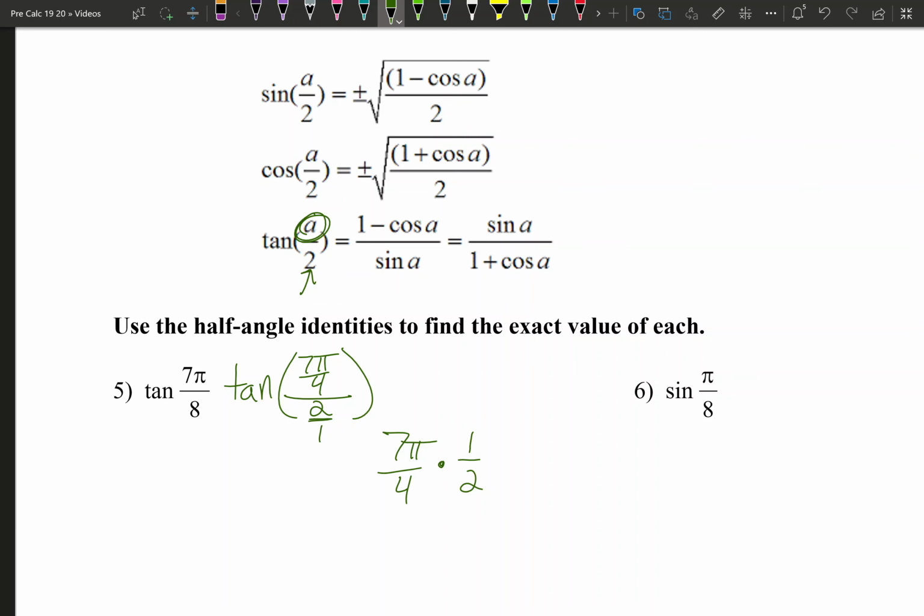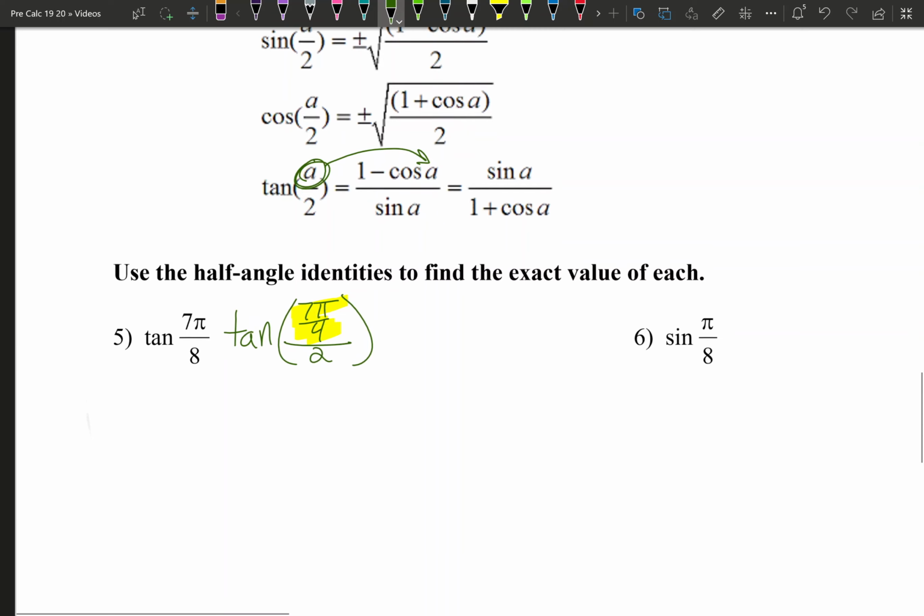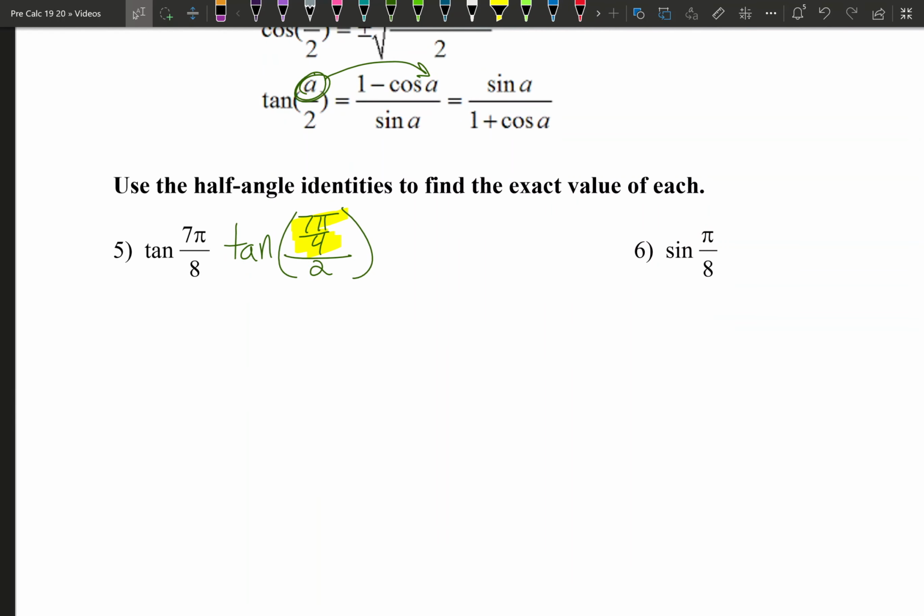So any of our eighths we'll write as some sort of pi over 4 divided by 2, and the pi over 4, just like this a here, is what's going to get substituted into our identity. So we rewrite this as tangent of 7 pi over 4 divided by 2. Our highlighted angle is what's going to get substituted into the identity. And we've got two different identities for tangent, and there's another one involving a square root, but I would advise against using that for most of these cases.